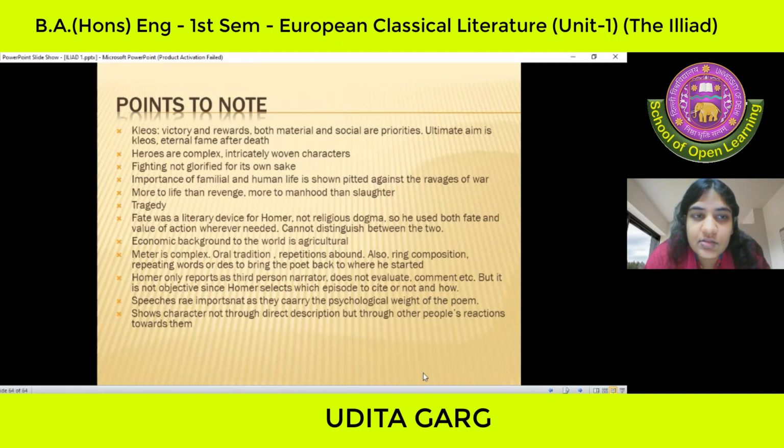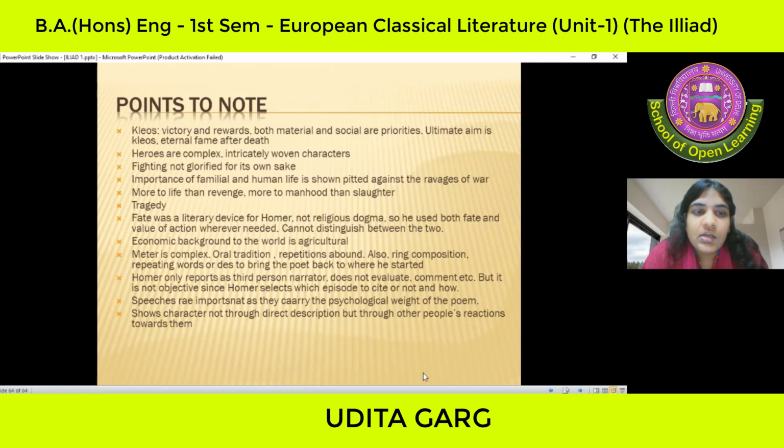So this kind of importance is given to Kleos. This kind of importance we see for glory, for a warrior. Achilles is able to acquire that kind of reputation, that eternal fame after his death. And this is the ultimate aim in life. This is what they're living for. Everything else is secondary. They can do without it. But Kleos is the ultimate objective of life, which is why it is given so much importance.